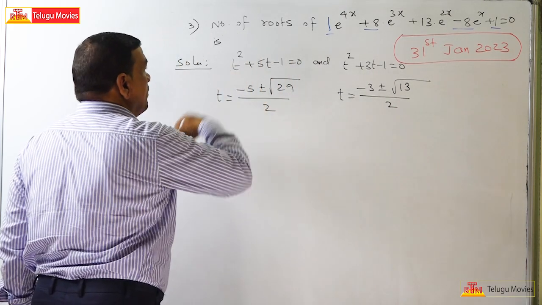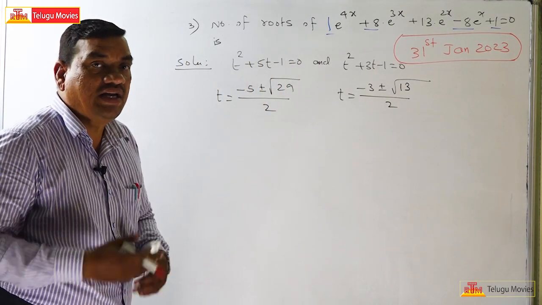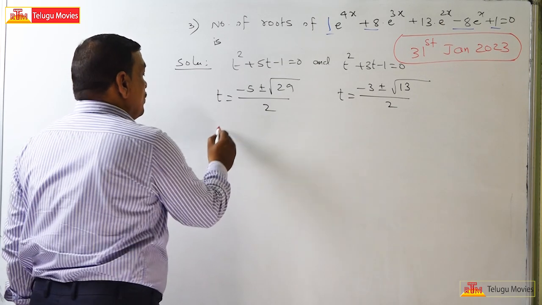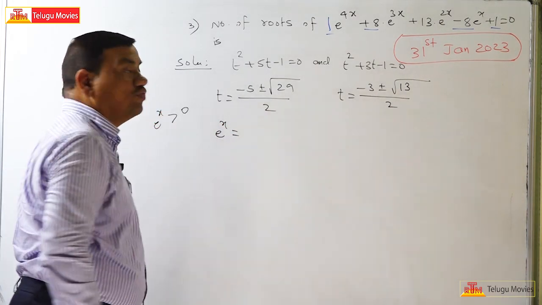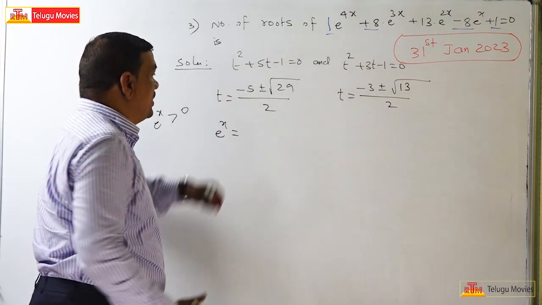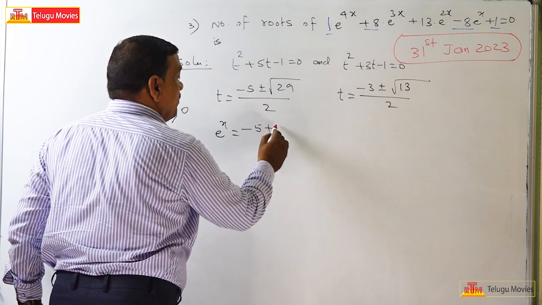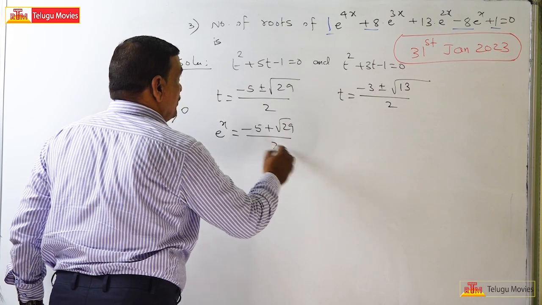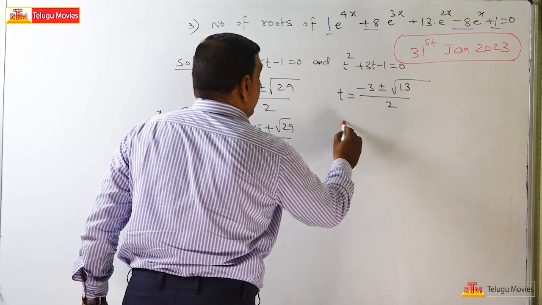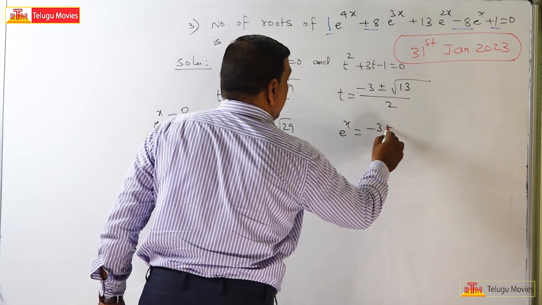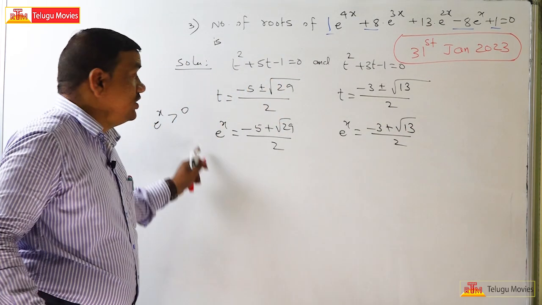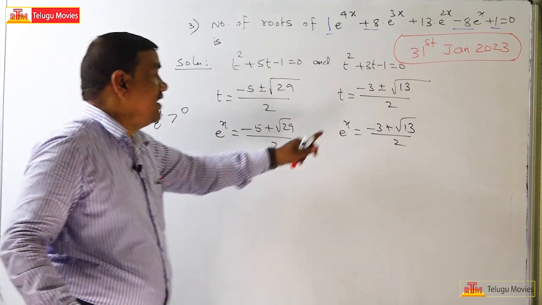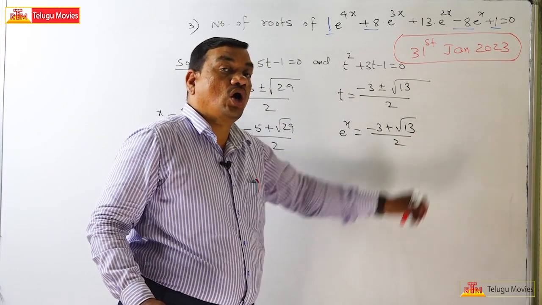So therefore, but what is our t? T is nothing but e power x. So always we know that e power x is always a positive quantity. That's why here we have to take minus 5 plus root 29 by 2, and here e power x is equal to minus 3 plus root 13 by 2. Now therefore x is equal to log of this value, x is equal to log of this value.